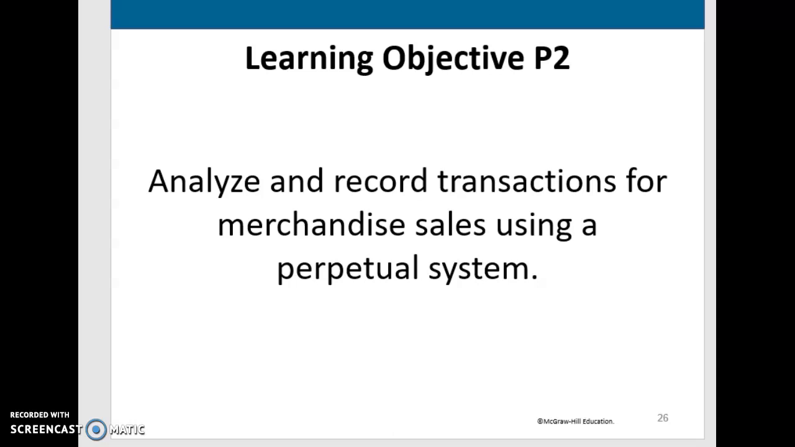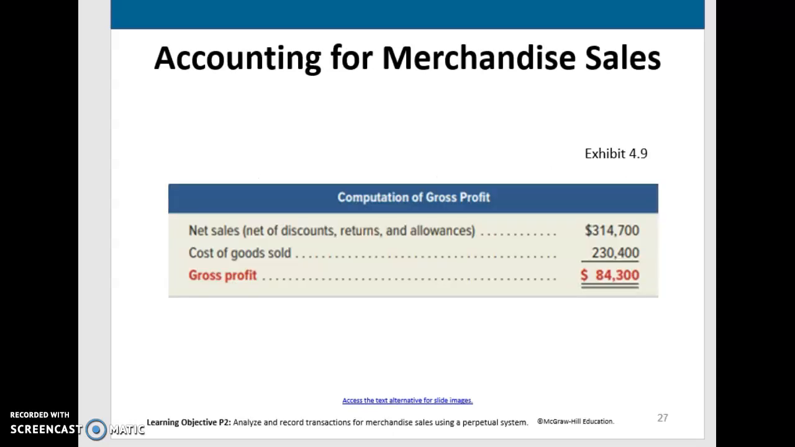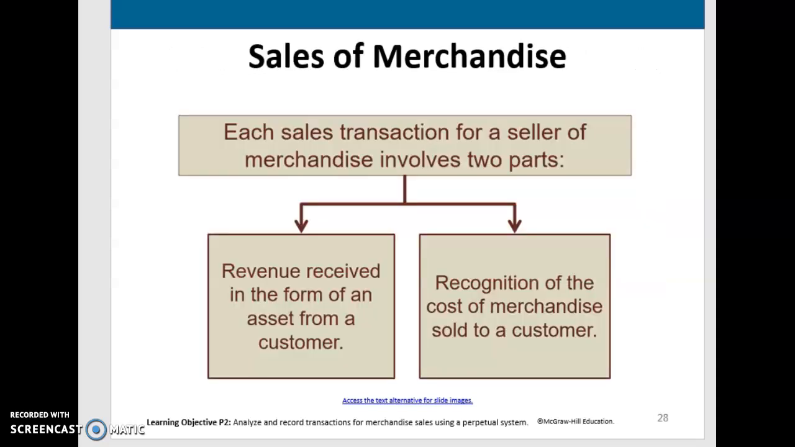Now we're going to take a look at what happens when we are the seller of merchandise. Previously, we looked at how we purchase the merchandise. Now we're going to take a look at what happens when we sell the merchandise. Here's a brief: we have our net sales minus our cost of goods sold equals our gross profit.